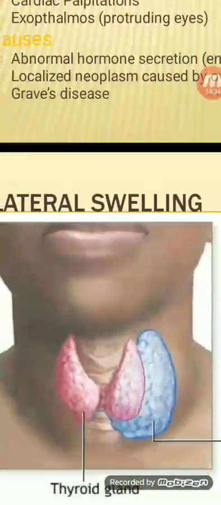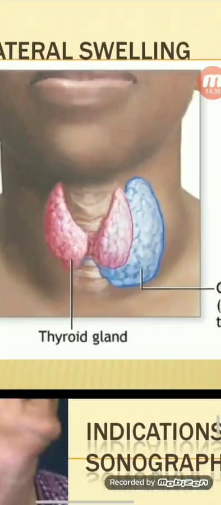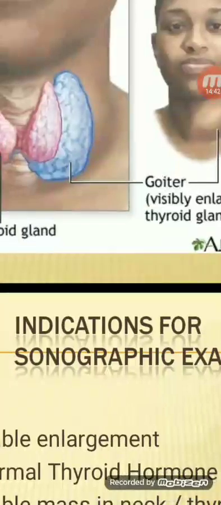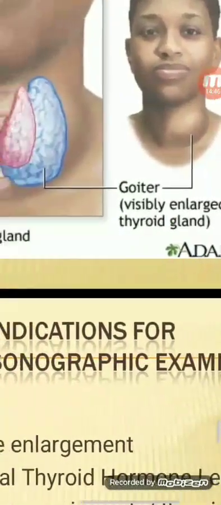Causes include abnormal hormone secretion, an internal gland out of control, localized new growth caused by overproduction of the hormones, and Graves' disease. Take a look at unilateral swelling of the thyroid gland, goiter. The swelling is called goiter, as you can see in this picture. Enlarged thyroid gland.